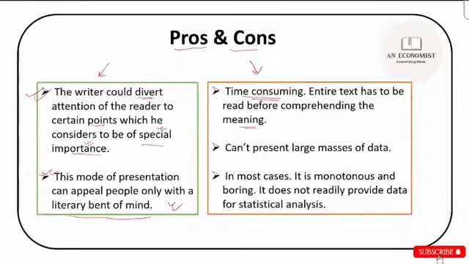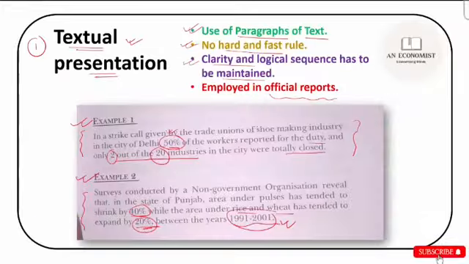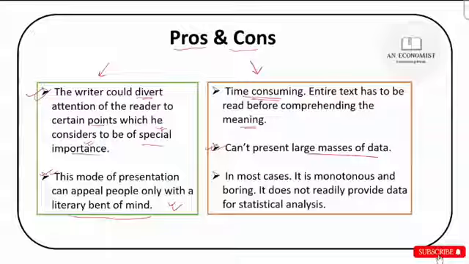The second point is it can't present large masses of data. You could only represent smaller text. Otherwise, the attention span of people is getting lesser and lesser every day, so no one will read your text. So you have to present this in a very small and concise manner. Large masses of data cannot be presented in this format. It is not useful in that way.